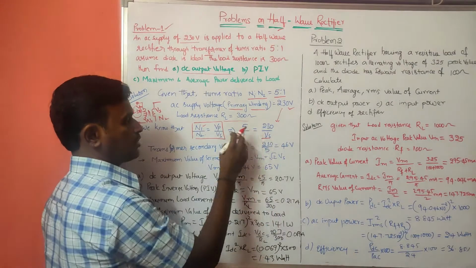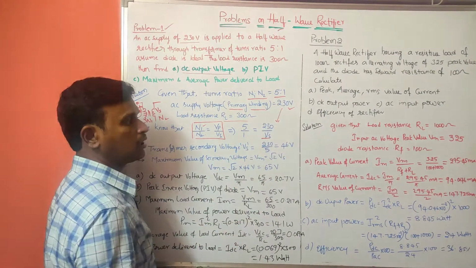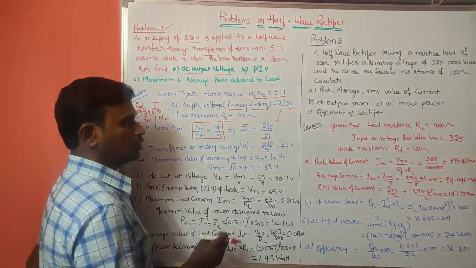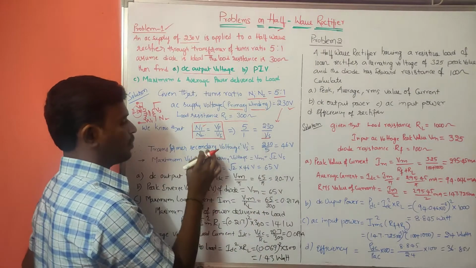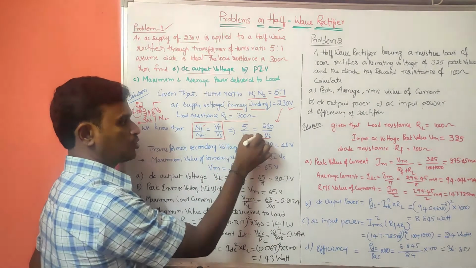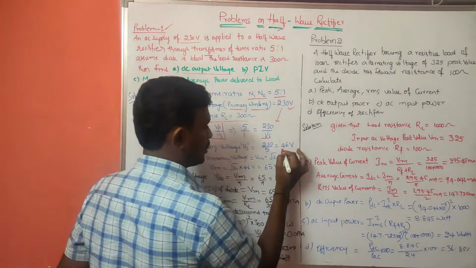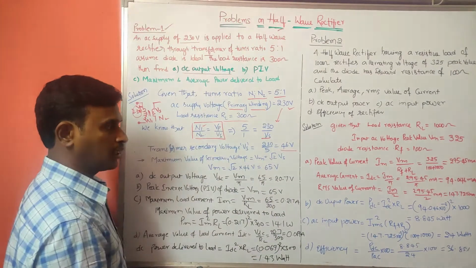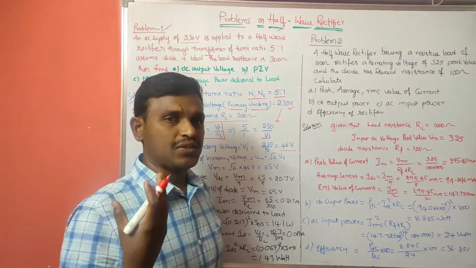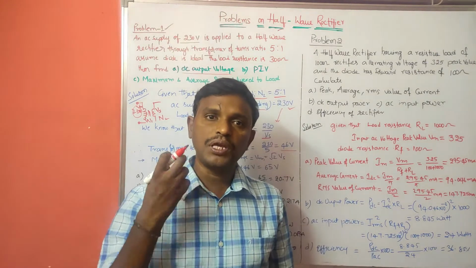So therefore, if I substitute these values, I will get 5 by 1 is equal to 230 by Vs. Cross multiplying, the transformer secondary voltage Vs is equal to 230 by 5 volts. If you calculate this, we will get 46 volts.